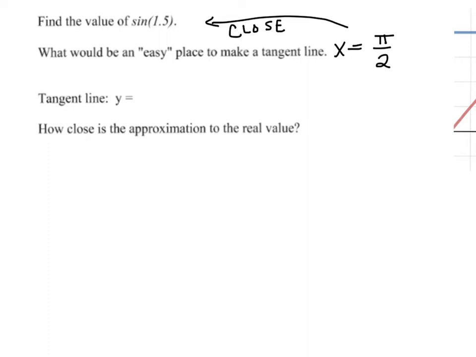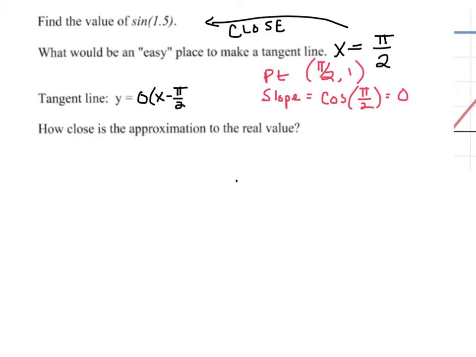So let's make our tangent line. For every tangent line, we need a point and we need a slope. So the point, we've got pi over 2. If I plug pi over 2 into sine, the sine of pi over 2 is 1. The slope, well, for slope I need the derivative. The derivative of sine is cosine. Plug in pi over 2, I get 0. So my tangent line is 0 multiplied by x minus pi over 2 plus 1, which we could really just simplify to be y equals 1.